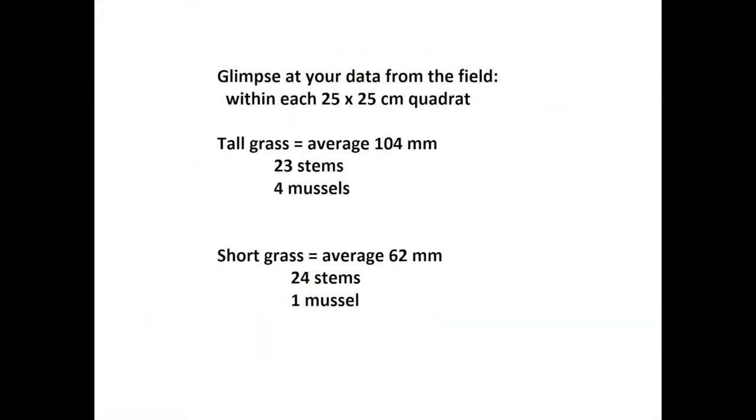So if we take a glimpse at your data from the field as averages, these are the averages within each 25 by 25 centimeter quadrat that each of the teams collected. On average, the tall grass was taller than the short grass. Yay! There was an average 104 millimeters height in the tall grass and an average 62 millimeters in the short grass. Great. There was no real difference, though, in the number of stems. There was essentially the same number of stems, 23 per quadrat in the tall grass and 24 in the short grass. There was, on average, a difference in the number of mussels. The tall grass had, on average, 4 mussels per quadrat, while the short grass had 1 mussel per quadrat. So there were some differences.